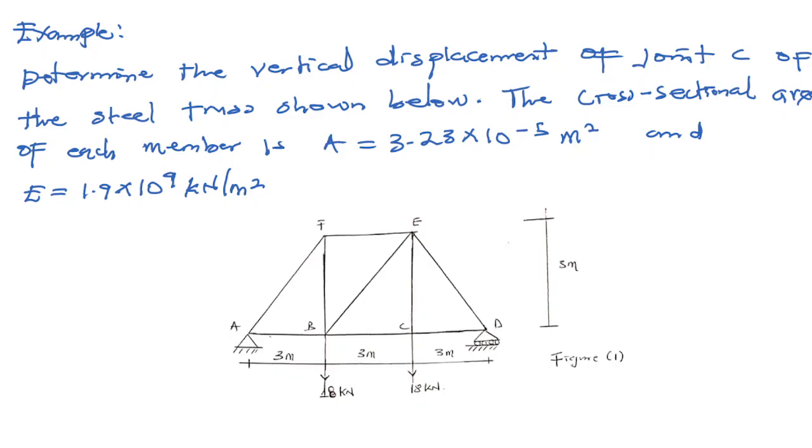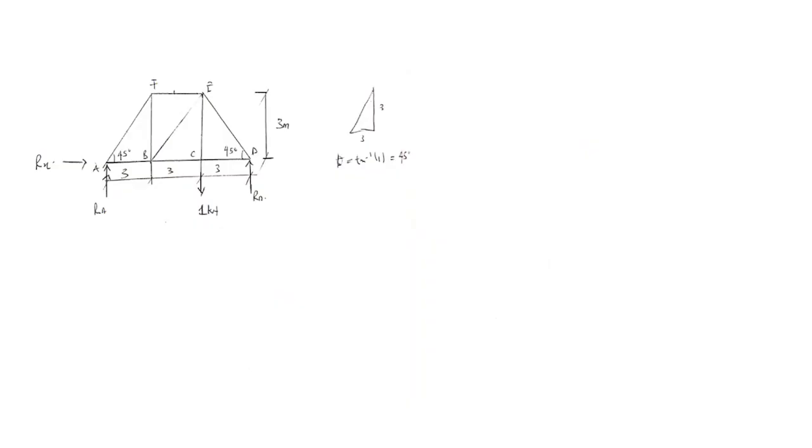So what we do first is we obtain the virtual load by applying a unit load at joint C. The next diagram shows us that. We apply a unit load at joint C, because that's the joint we have been asked to analyze.